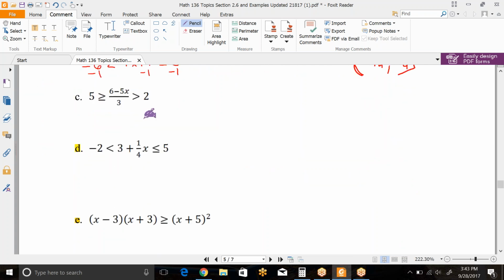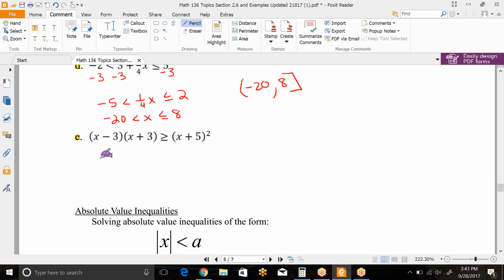For D, it's a little different. This fraction does not go across the whole middle. So if it was me, I would actually start by subtracting 3 from all the sides. So that would make this -5 is less than 1/4 x less than or equal to 2. Then we can multiply everything by 4. So this would be -20 is less than just x is less than or equal to 8. Now x is by itself, so this would be -20 with a parenthesis up to 8 with a bracket. Again, the ending has a bracket because of the equal to.